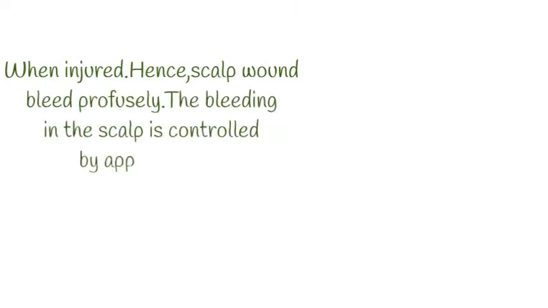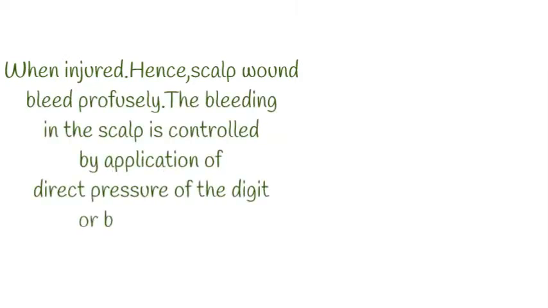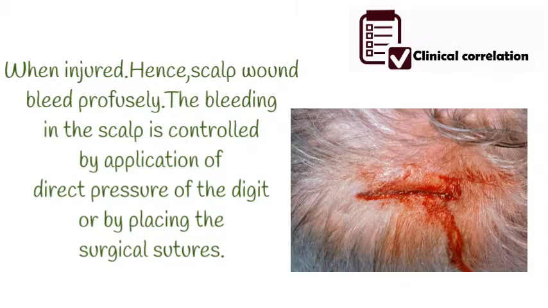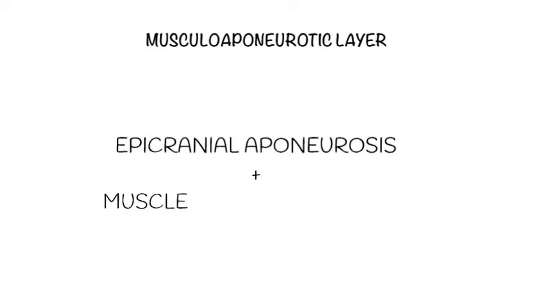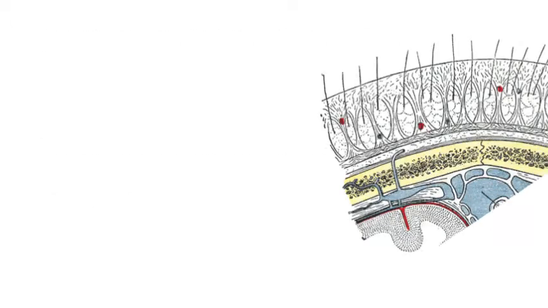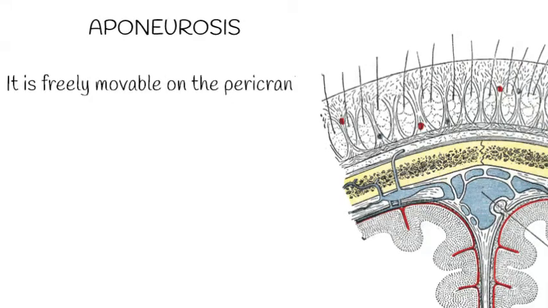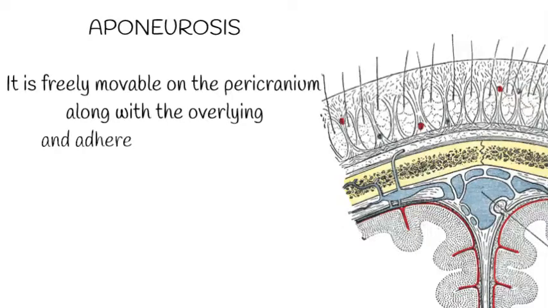The bleeding in the scalp is controlled by application of direct pressure with the digit or by placing surgical sutures. The musculoaponeurotic layer consists of 2 parts: the epicranial aponeurosis and the muscular part composed of the occipitofrontalis muscle. Epicranial aponeurosis. It is freely movable on the pericranium along with the overlying and adherent scalp and fascia. The galea aponeurotica covers the vault like a helmet.